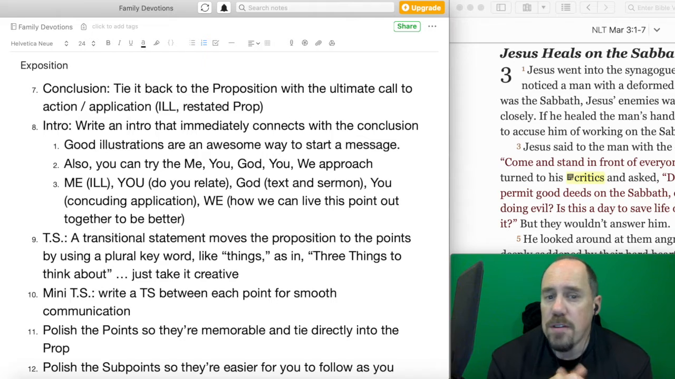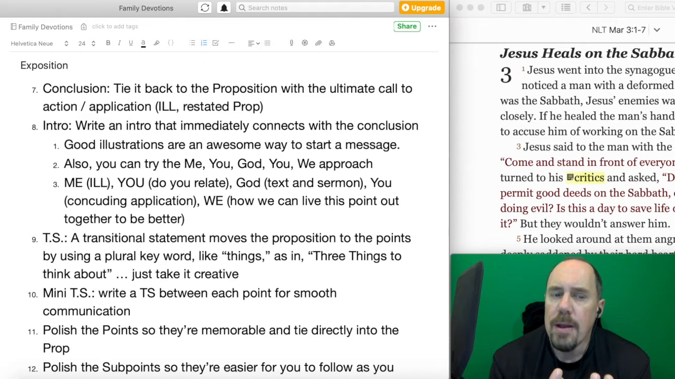Good illustrations are awesome ways to start a message. You really want to be connecting with the people. So the first time you get up to the platform, whether you have been a pastor in that church for 25 years or whether you're just a guest speaker, you want to be connecting with the people, because their heads and their hearts are far away from the Bible compared to you. They're certainly not ready to engage with that passage in the way that you're ready to engage with that passage. So what do you do about it?